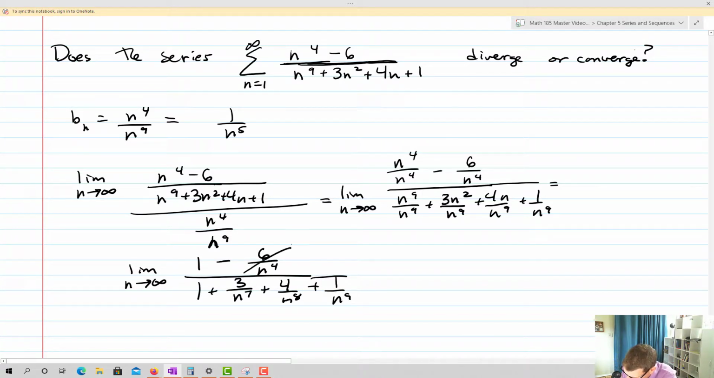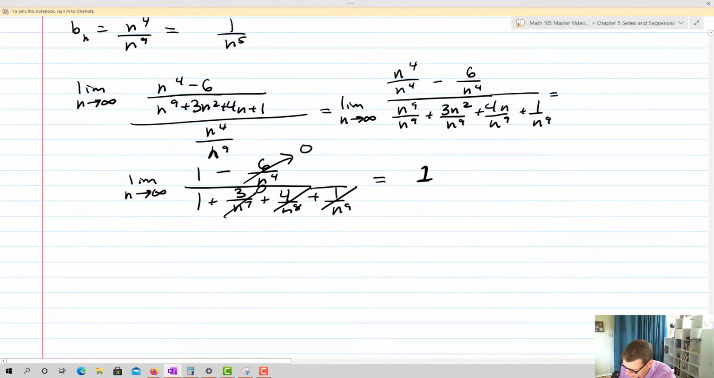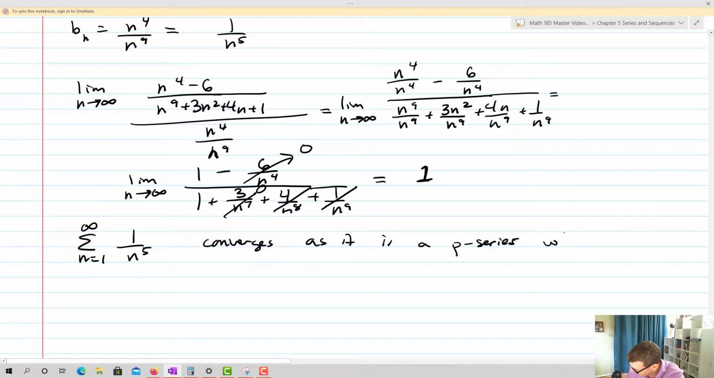Now, when we take the limits, this goes to 0, 0, 0, 0. They all go away, and we're left with 1. So in this case, our limit goes to 1. And so we just need to know whether the sum, n equals 1 up to infinity, of 1 over n to the 5th converges, as it is a p series with p equal to 5, which is greater than 1.